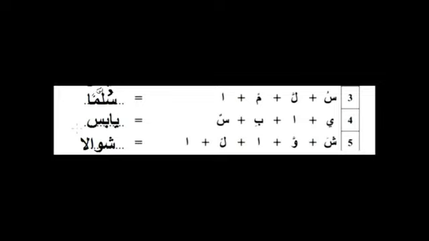Only the double dammas and the double kasras don't need an alif after them, but the double fatha needs an alif after it. The double fatha makes what sound? An. The double damma makes what sound? Un. The double kasra makes what sound? In. Okay. We'll go on to the fourth row.